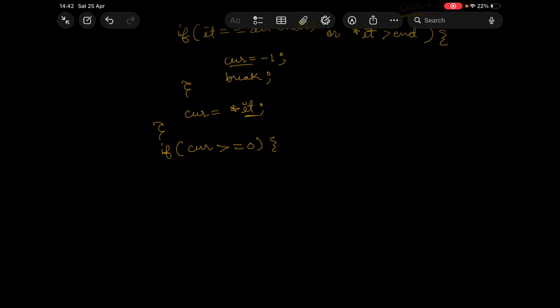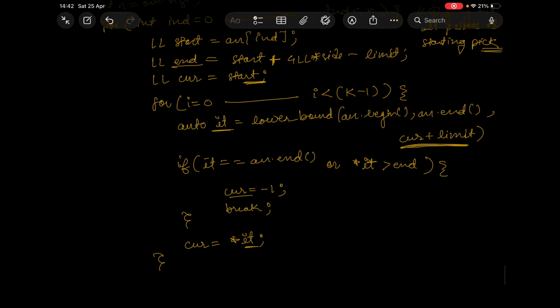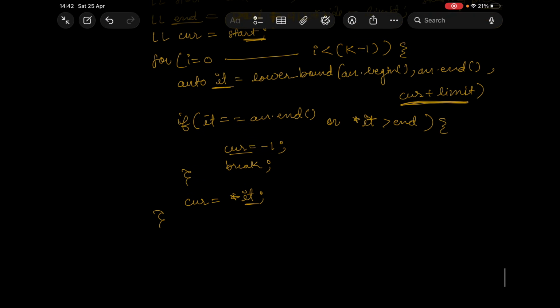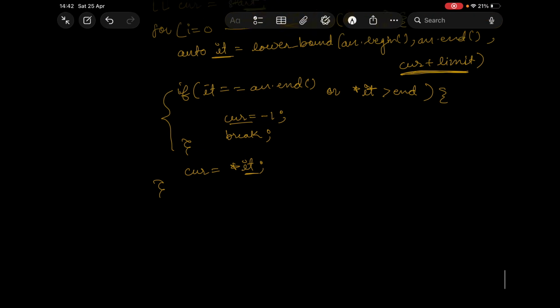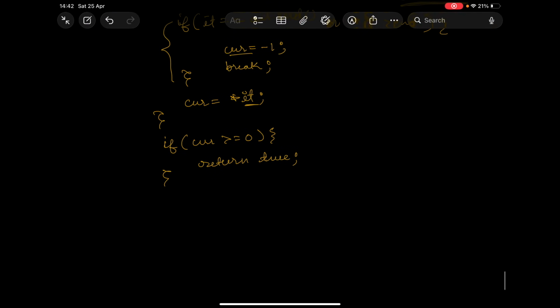Sorry, my bad. Let's say I kept on calculating, and at the end I was able to calculate everything, and my condition didn't come here anytime, which means that my current would be greater than or equal to 0. So if current is greater than or equal to 0, which means I have found the answer. I was able to pick k points, and I can return true from here.